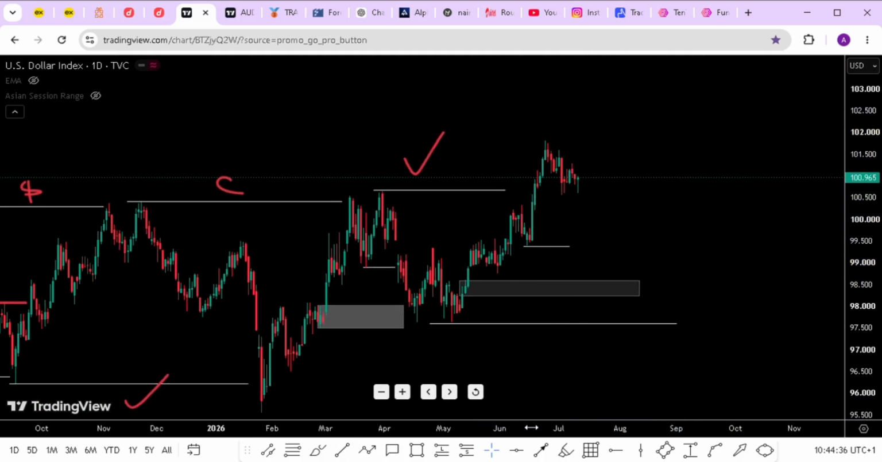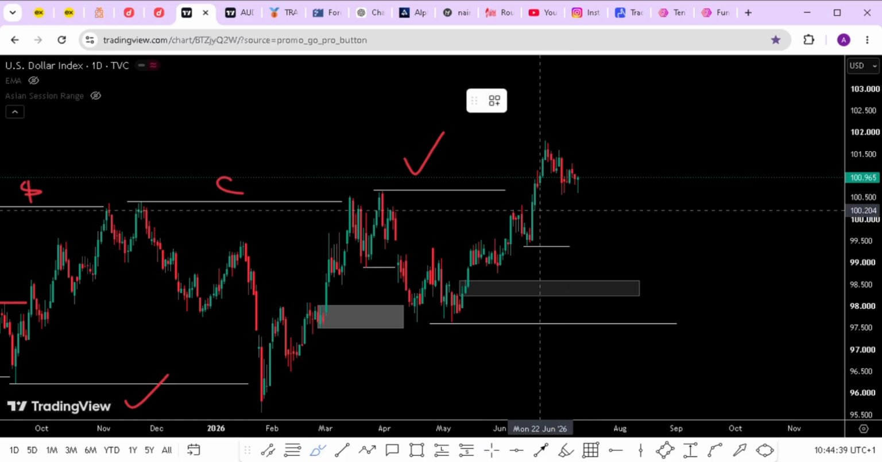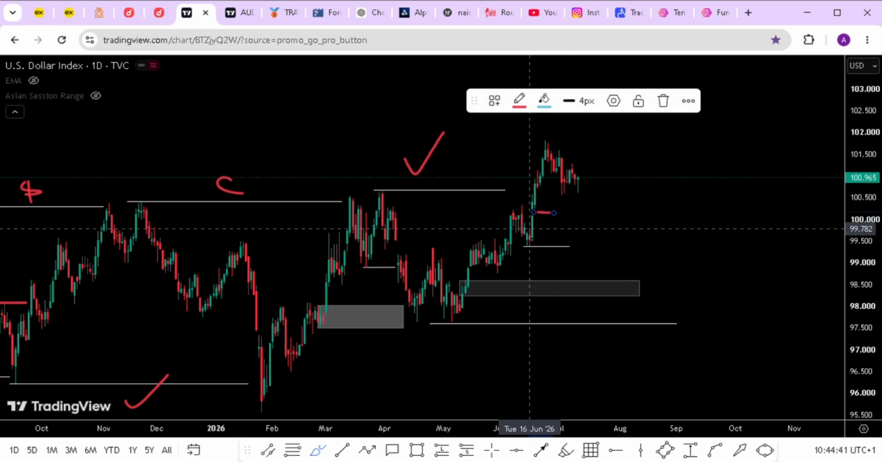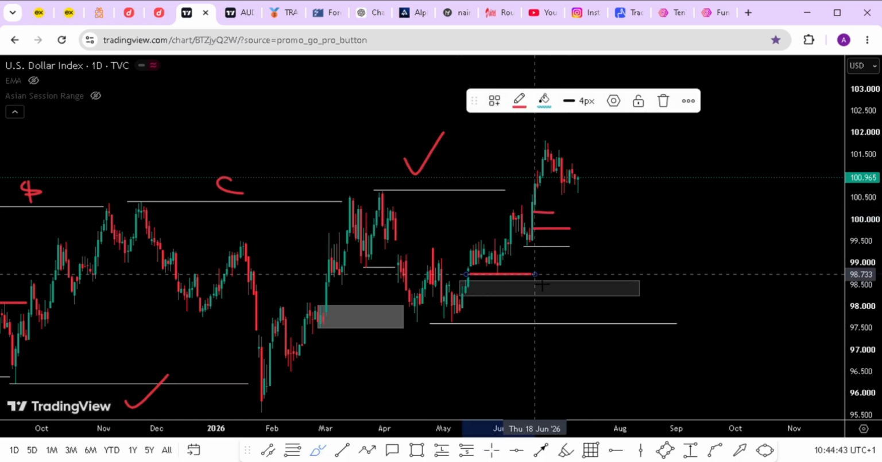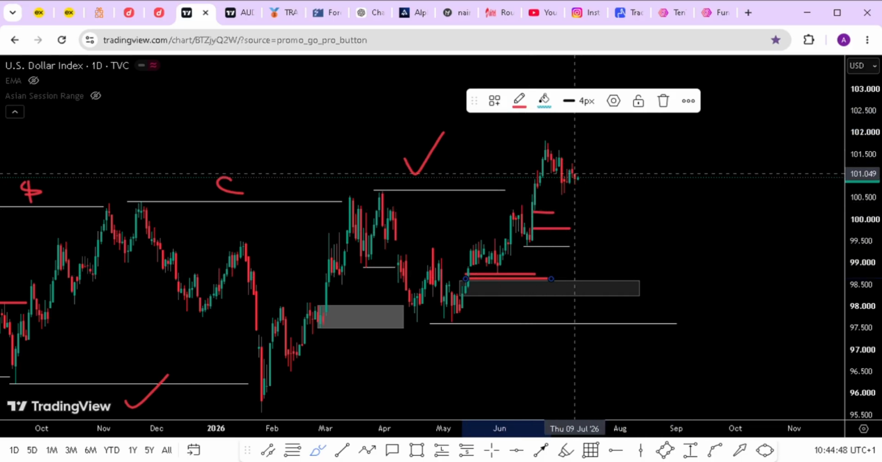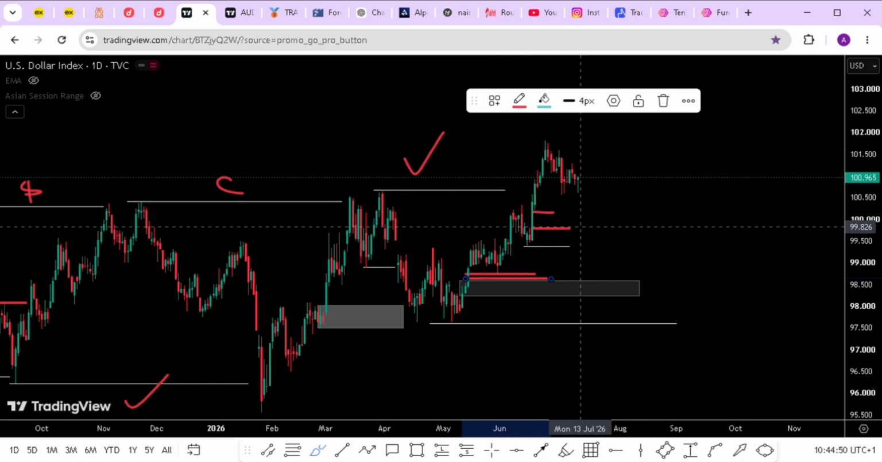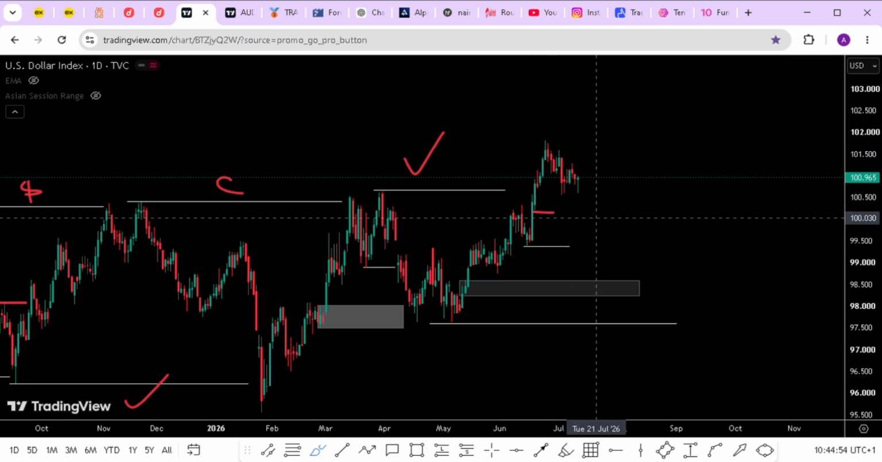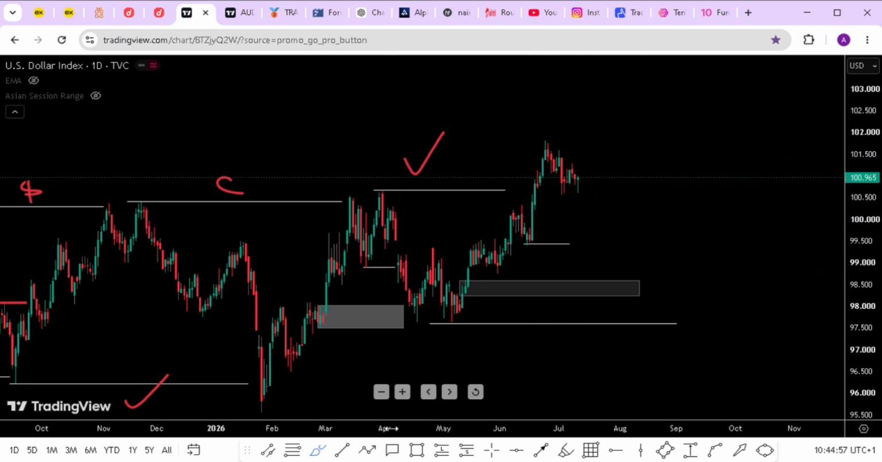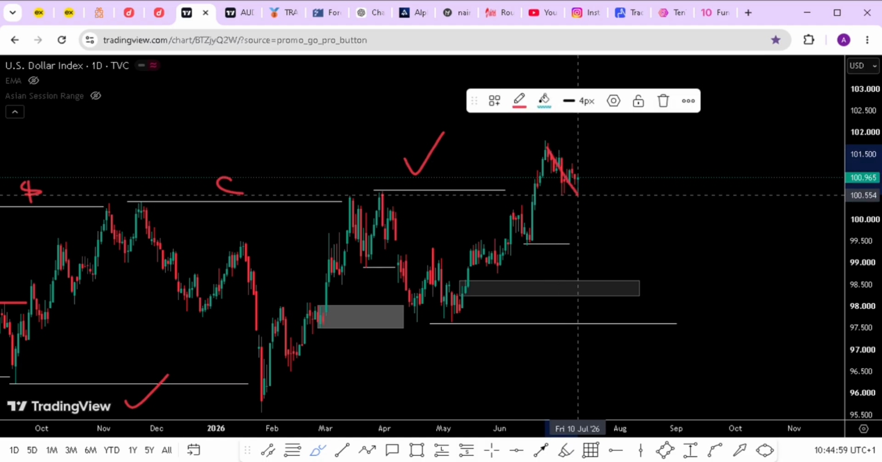If you can see, there are many gaps for DXY to fill. You can see this gap here, and this is another gap. This is another gap that the market left behind, another fair value gap. So DXY is likely going to fill them, and another scenario is for us to see movement like this.